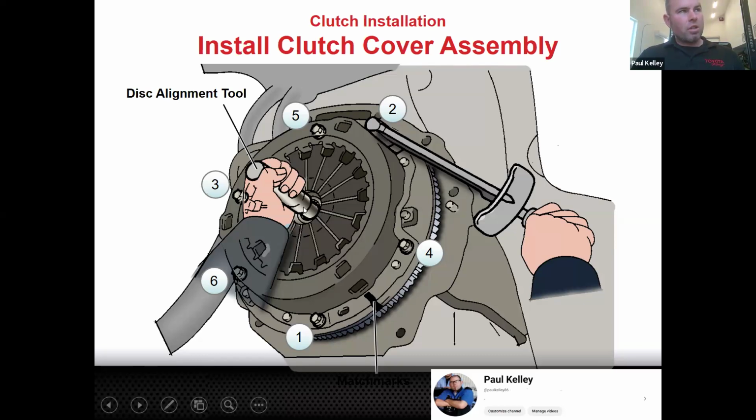As long as you can land it in the pilot bearing, it will center this thing. You're good. But unlike some of the Toyota front wheel drives, you won't have a pilot bearing. So you'll use the alignment tool, then take a step back and make sure it's centered in the diaphragm spring. Then while you're holding it there, you start the torque sequence on the clutch cover on the pressure plate, 1, 2, 3, 4, 5, 6.